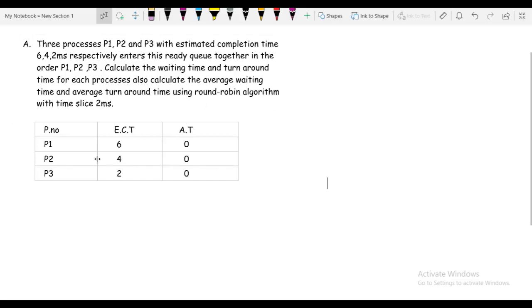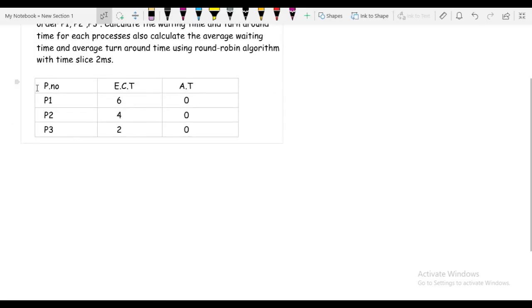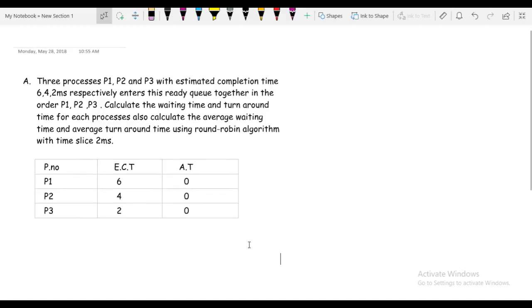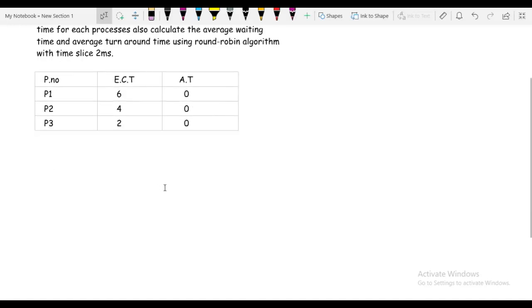This is the table for the question, which says process number P1, P2, P3, estimated completion time, that is burst time, 6, 4 and 2, and arrival time for these processes is 0 because they have arrived together. Now how to carry this out? Before that, let's construct a Gantt chart for this. It says the time slice is 2 units, that is, the process will run for 2 units only.